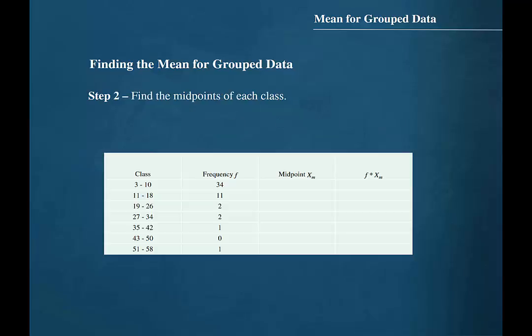Step 2 will be to find the midpoints of each class. The class midpoints can be found by adding the class limits and dividing by 2. This can also be thought of as the average of the class limits. So for the first class, we would add 3 and 10 and divide by 2. So the midpoint for the first class will be 6.5. We should continue this process for each row in the table.